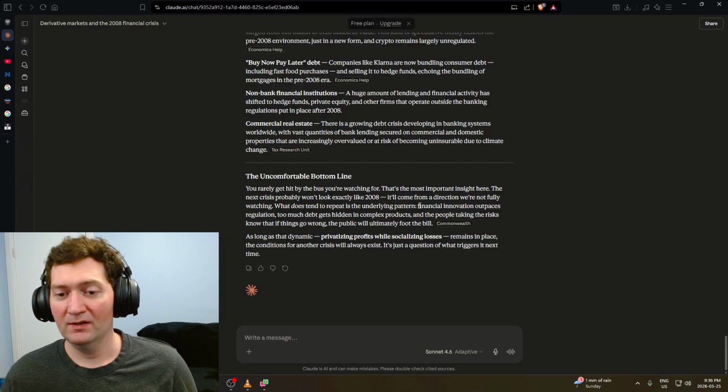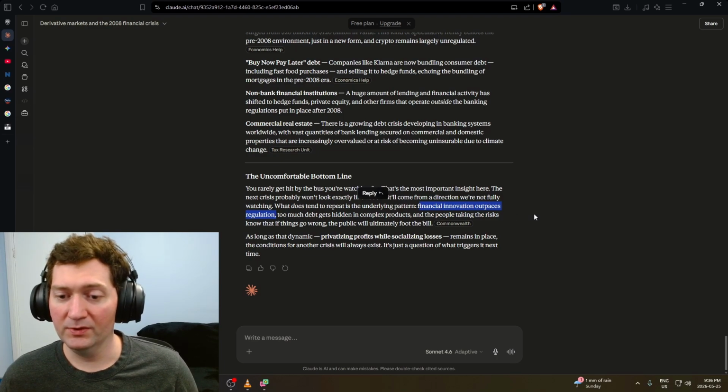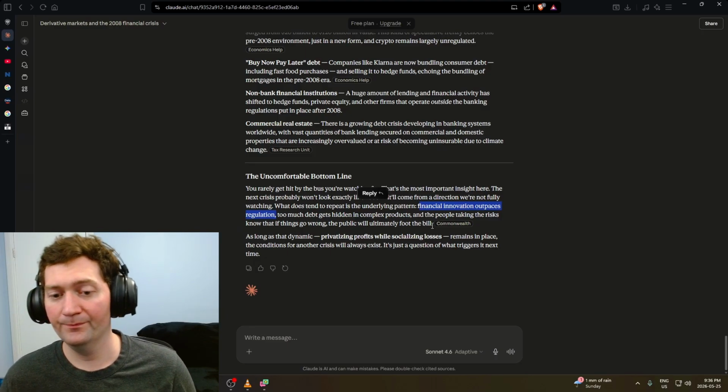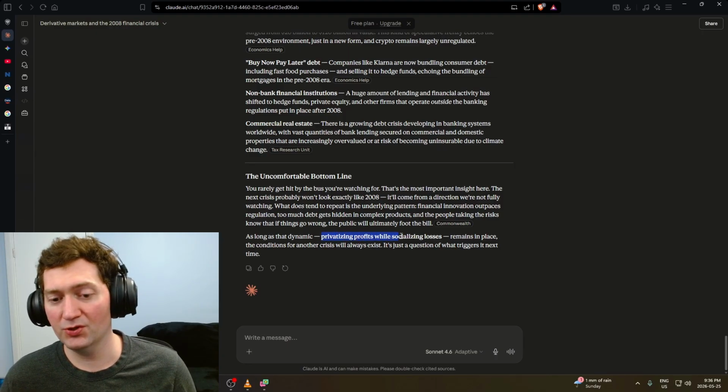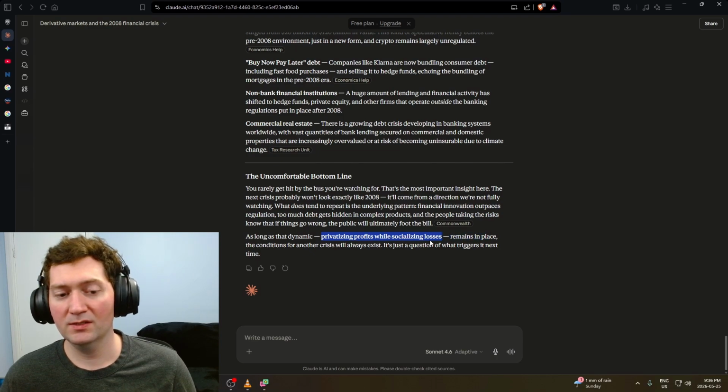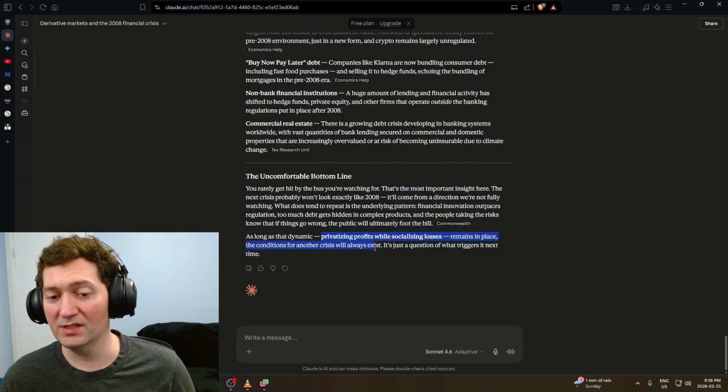But this is the pattern. Financial innovation outpaces regulation. Too much debt gets hidden in complex products. And the people taking the risks know that if things go wrong, the public will ultimately foot the bill. I think this is exactly what's happening in private equity right now. As long as the dynamic, privatizing profits while socializing losses, remains in place, the condition for another crisis will always exist. It's just a question of what triggers it next time.